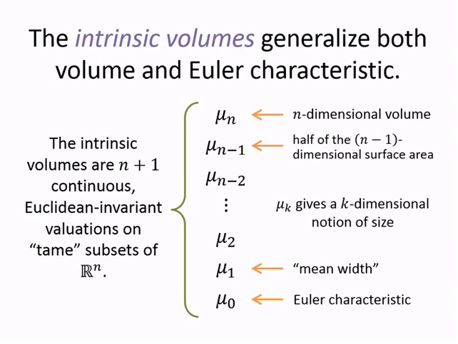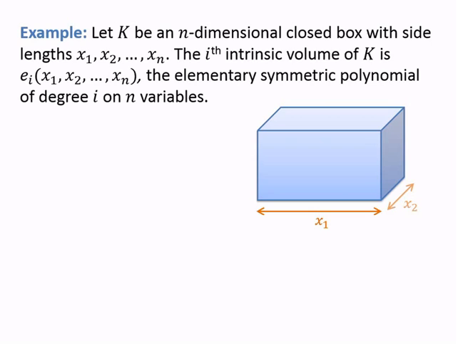Let me give you a concrete example about how you can think about these intrinsic volumes. This is the simplest case I know of in which I can state concretely what the intrinsic volumes are. So if I have an n-dimensional box, and I know the side lengths, then the intrinsic volumes of this object, and this, by the way, this box is closed and it's convex, are given by the elementary symmetric polynomials. So for example, mu 0, again, this is the Euler characteristic. In this talk, I'm going to use mu 0 and chi interchangeably to refer to Euler characteristic.